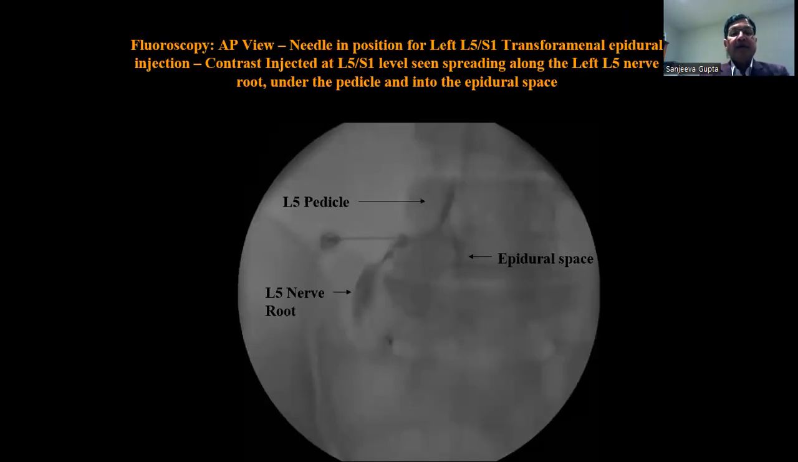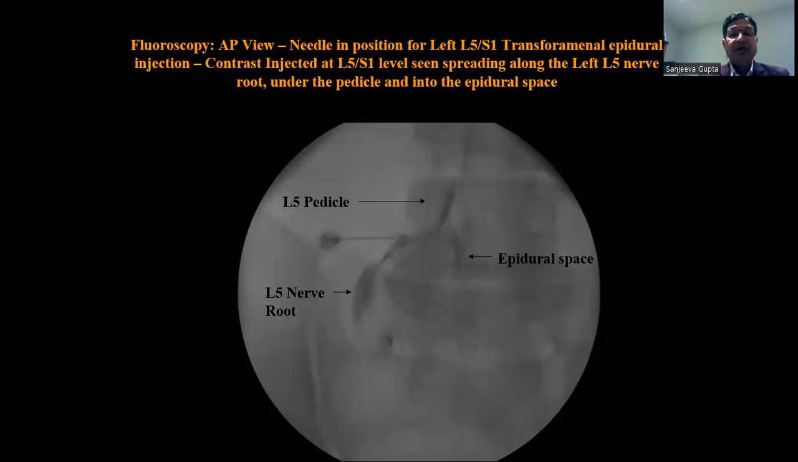AP view, needle in position for left L5-S1 transforaminal epidural injections. And here you can see the tip of the needle is here. And on injecting the contrast, the normal flow goes superior along the pedicle and into the epidural space and along the L5 nerve root. You can see the L5 nerve root, pedicle, and the epidural space here.